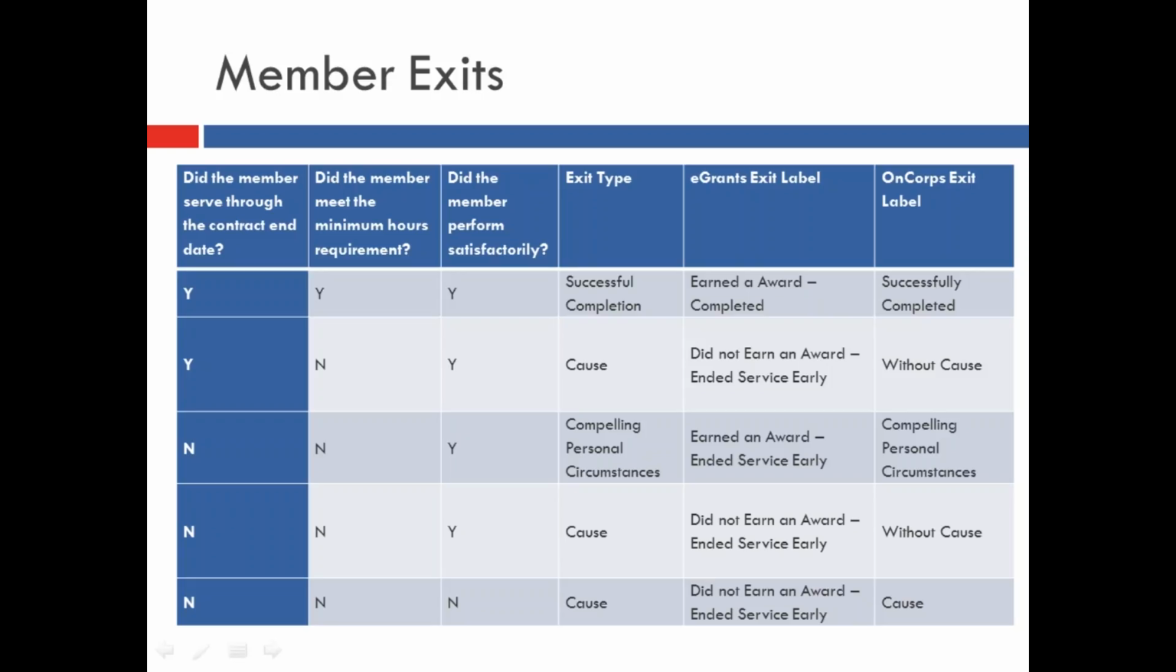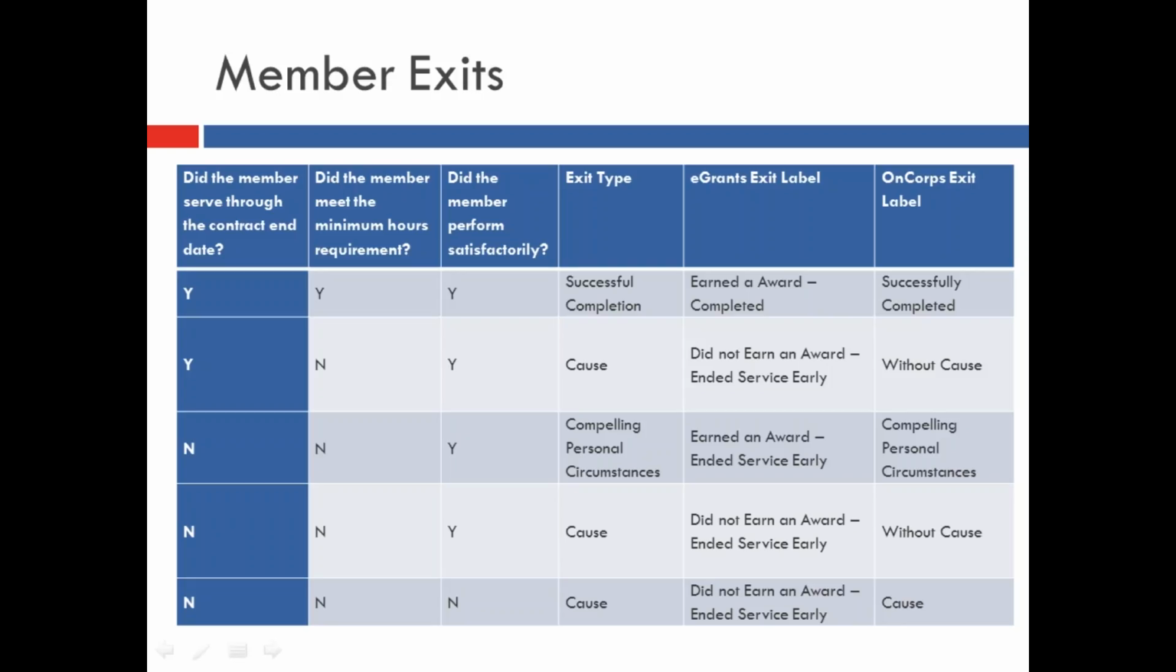So whenever we see earned an award, ended service early, that tells us it's compelling personal circumstance, because the only way you can end service early and earn an award is through compelling personal circumstance. Conversely, if you did not earn an award and you ended service early, that tells you that it's a cause exit. So eGrants is really only making those two distinctions for early exits, while successful completion will show you earned an award, completed.